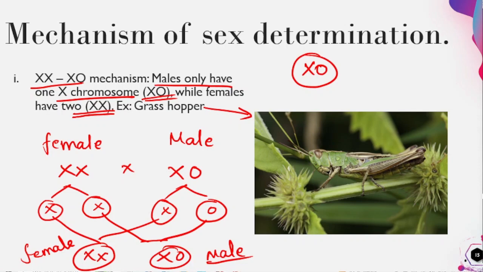In this case, another thing I want to say is that here also we have 50% chance of getting female and 50% chance of getting male. So this percentage is really important to remember. Clear?